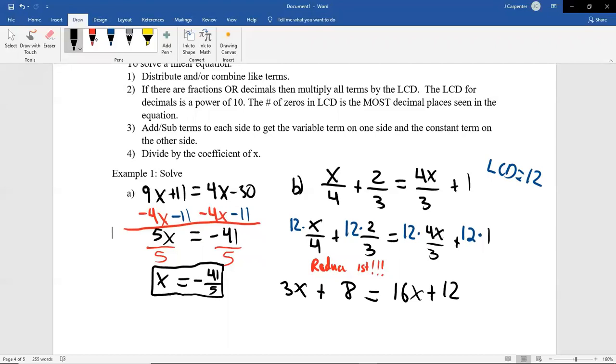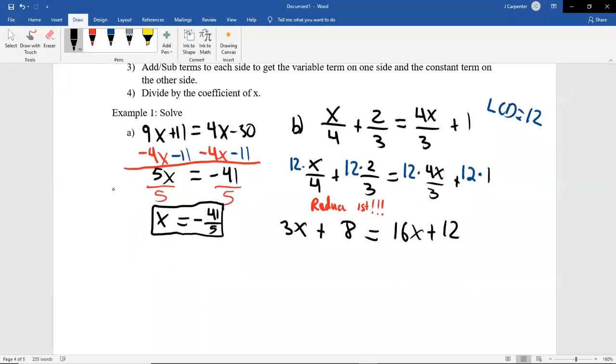Trust me, that technique is a miracle. It's amazing that it works. It's awesome that it works. And now we just do basically the same thing we were doing in the last problem. Add and subtract both sides to move things around because there's no distributions or like terms.